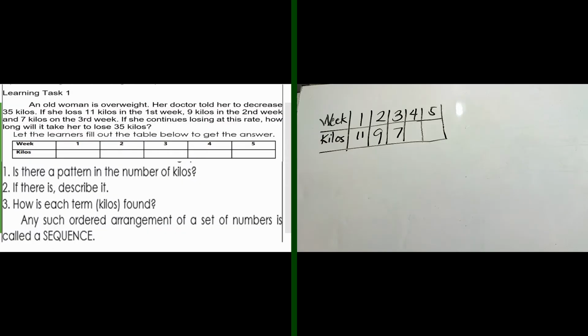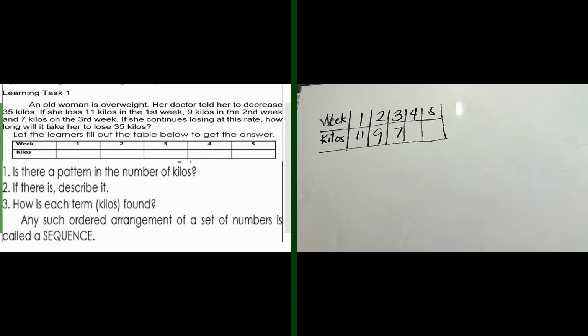Okay, so let's have the learning task 1 in your module. An overweight woman was told by her doctor to decrease 35 kilos. She lost 11 kilos in the first week, 9 kilos in the second week, and 7 kilos in the third week. If she continues losing at this rate, how long will it take her to lose 35 kilos? So, let's have the first week. In the first week, she lost 11 kilos. And then the second week, she lost 9. And then the third one, she lost 7.